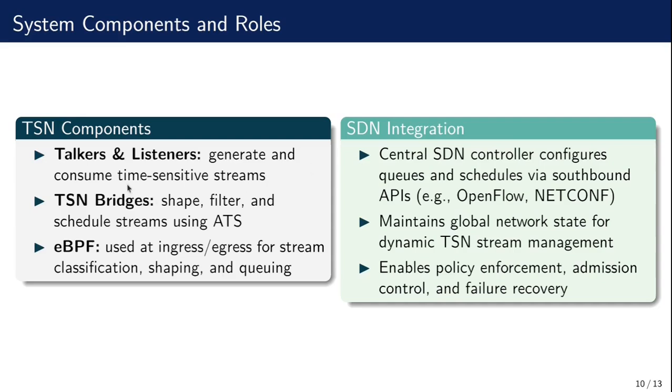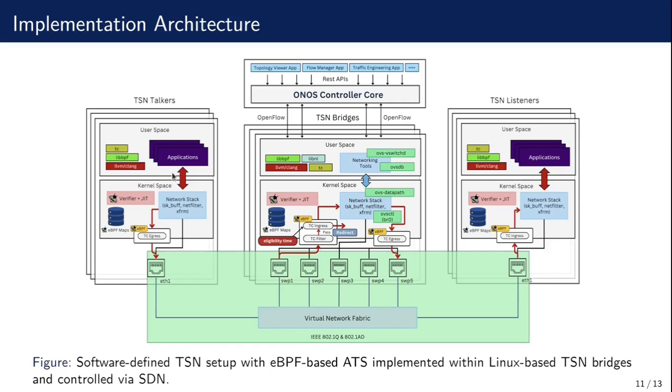On the left, we have the key TSN components, such as the TSN talkers and listeners that generate and consume time-sensitive streams. TSN bridges shape, filter, and schedule streams using ATS. eBPF is placed at ingress or egress for stream classification, shaping, and queuing. And on the right, we have the SDN functionalities or tasks for configuring queue schedules via the southbound API such as OpenFlow, and also including flow table management, policy enforcement, admission control, and failure recovery.